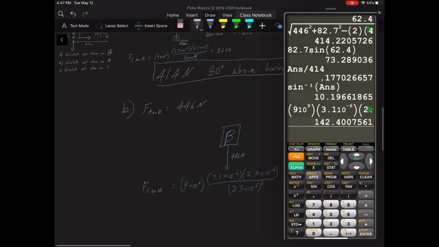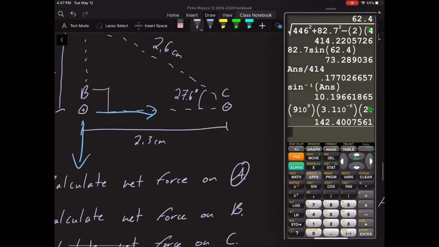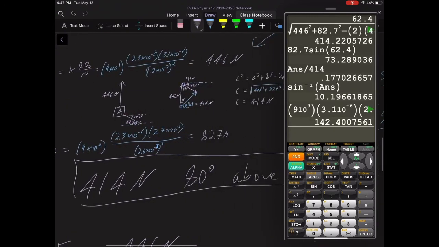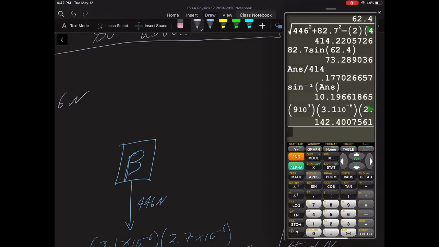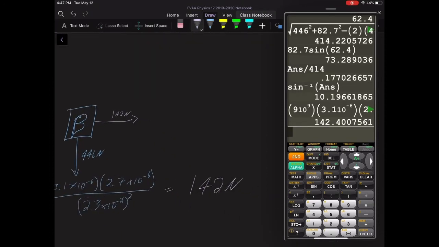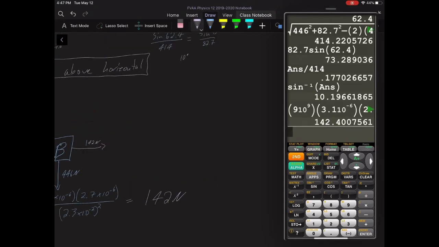Because I know that B is being attracted to C, pulled to the right, that gives me the direction of this vector: 142 newtons to the right. Now these ones are a lot easier to put tip to tail because they're perpendicular to each other. I have this force here of 142 newtons, and then this force here, not to scale, of 446 newtons.